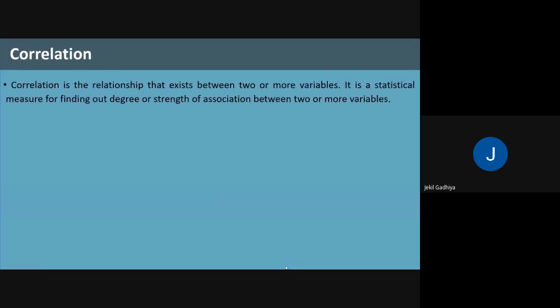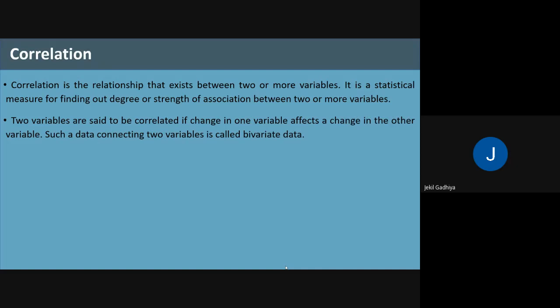So as we discussed, what is correlation? Correlation is the relationship that exists between two or more variables. It is a statistical measure for finding out the degree or strength of association between two or more variables. Two variables are said to be correlated if a change in one variable affects a change in the other variable. Such data connecting two variables is called bivariate data. We already discussed what bivariate data is in unit number 1.